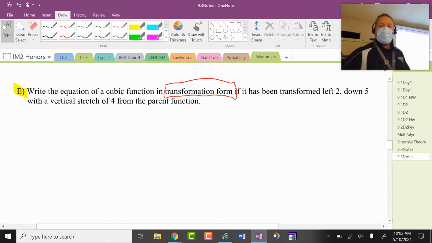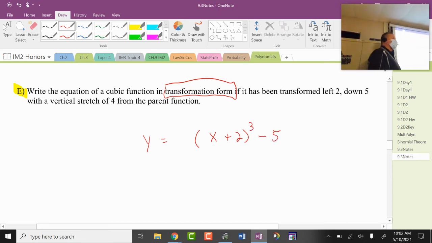2 left, 5 down. So now it's a cubic. So it's 2 left. Remember, that's plus 2, right? And then down 5 is minus 5 on the outside. So remember those transformations and how they work and how they look in a particular function. The vertical stretch of 4 doesn't say anything about flipped or anything like that. So no reflections over the x-axis. So that's the answer. That's it.